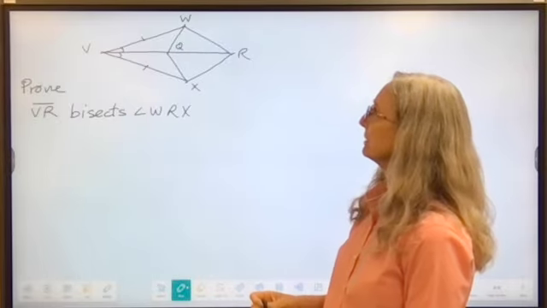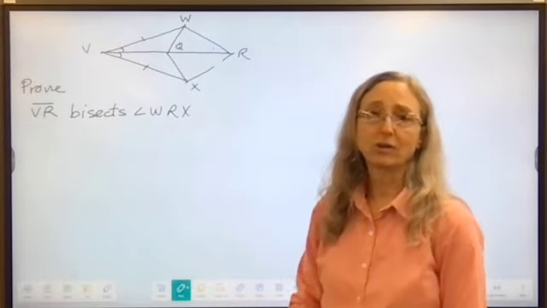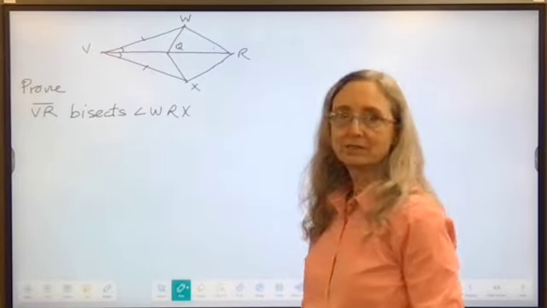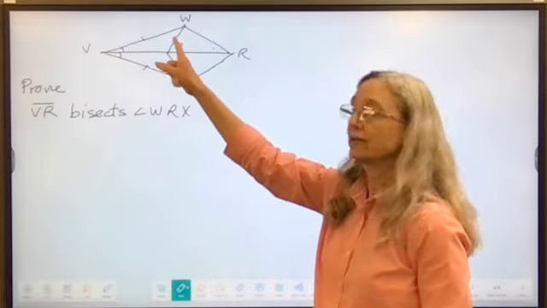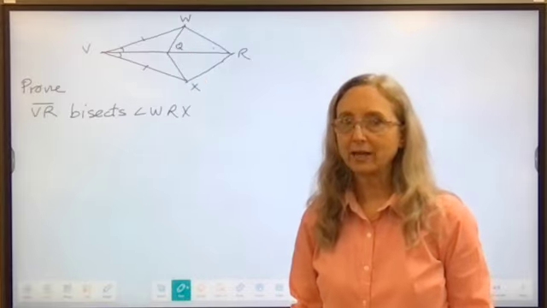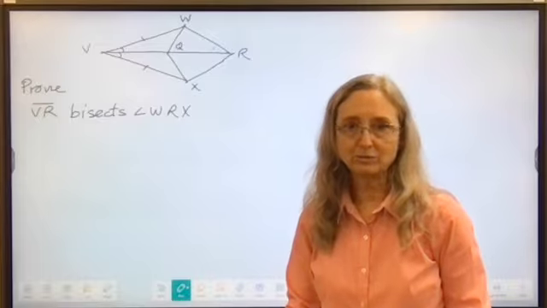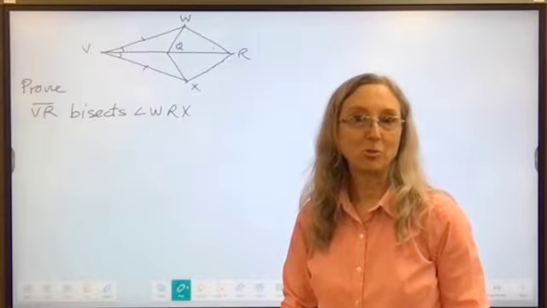Well, in order for that to be a bisector, we need to prove that this angle and this angle are congruent. That's our goal. And the only way we're going to be able to see those angles are congruent is if these two triangles are congruent. So can we show that those triangles are congruent? Pause the video, look at it for a minute, see if you can figure out how, and then I'll walk you through it.